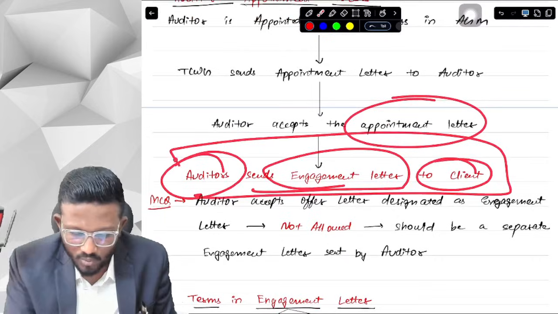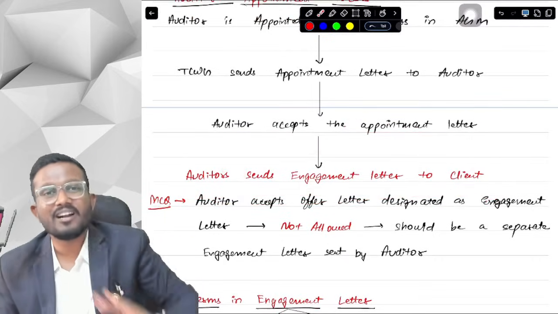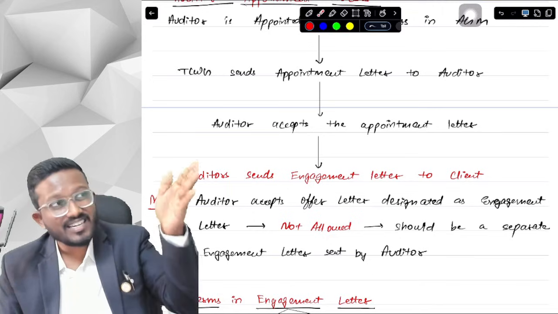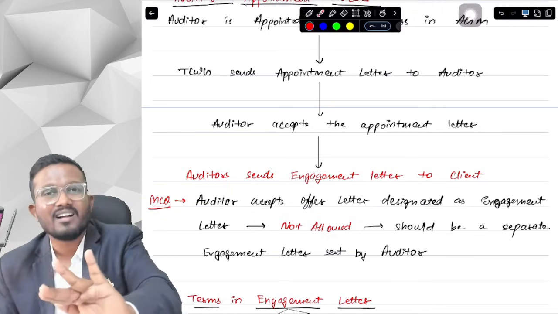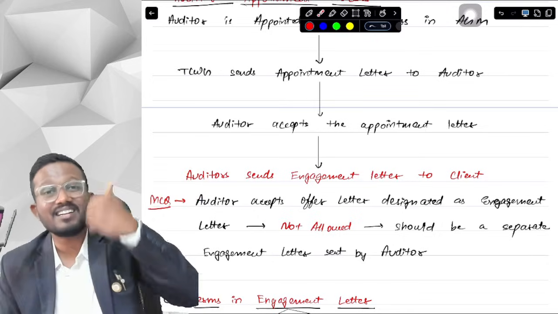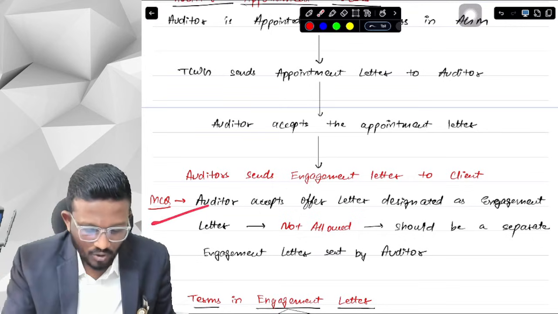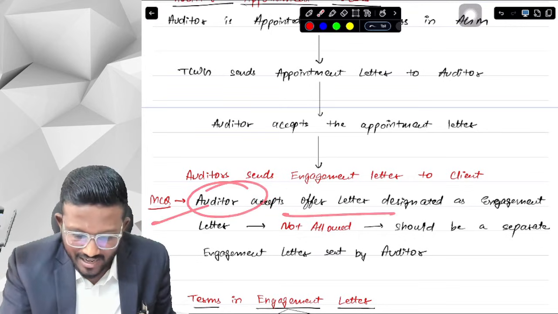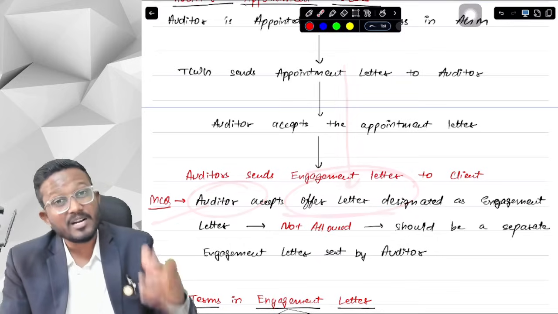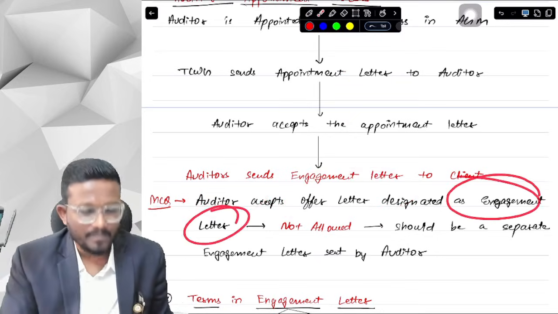This is your MCQ, bro, that the auditor sends an engagement letter to the client. It's not the other way around. The client sends an acceptance letter or appointment letter. The auditor accepts the appointment letter and then sends an engagement letter to the client. Okay, yes, there's an MCQ that the auditor accepts the offer letter as an engagement letter.